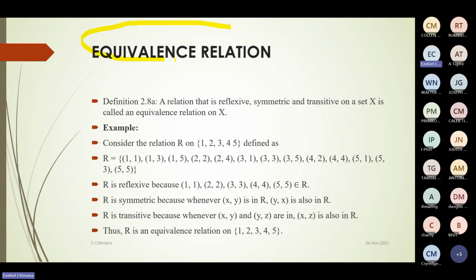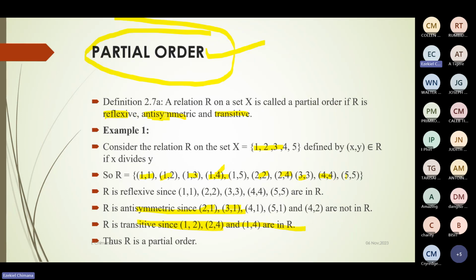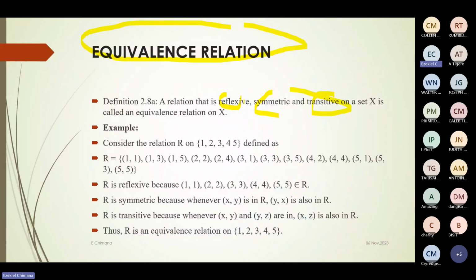Then on the equivalence relation, it is a relation that is reflexive, symmetric, and transitive. So take note of these differences. Here we are looking at reflexive, antisymmetric, and transitive. Here we are looking at reflexive, symmetric, and transitive. So we are only changing this one. So you need to check the relation that we are given. If it is reflexive, symmetric, and transitive, I'm sure you can do that. Once you have mastered what a reflexive relation, symmetric relation, and transitive relation is, you can actually assert if the relation is an equivalence relation.